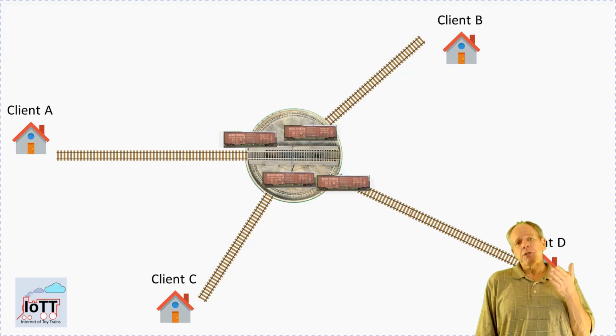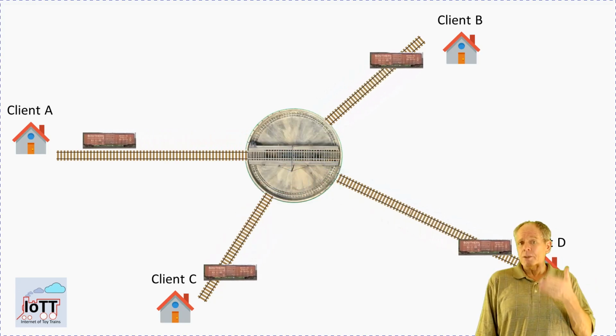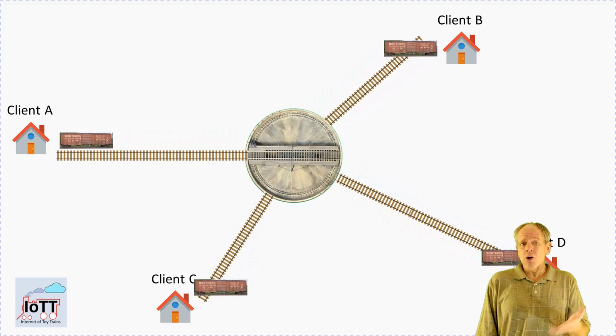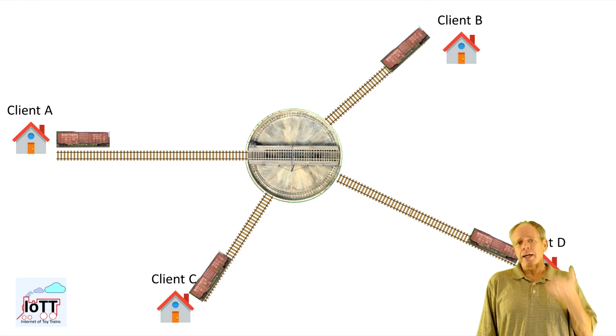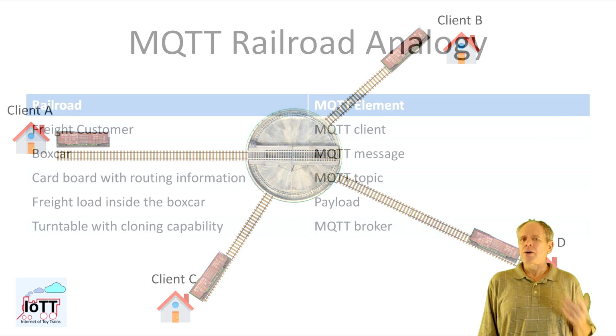And yes, if the original sender happens to be a subscriber for the topic, he also would get a clone of his own message. Now each customer receives a boxcar and can unpack the payload and do whatever he wants to do with it. So it's relatively simple. And the important things to remember from this analogy are right here.